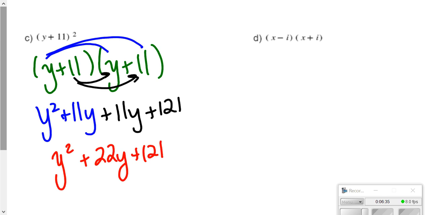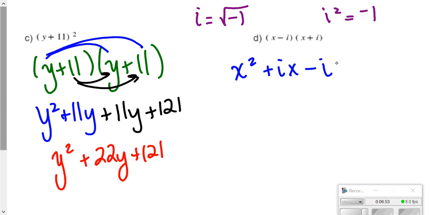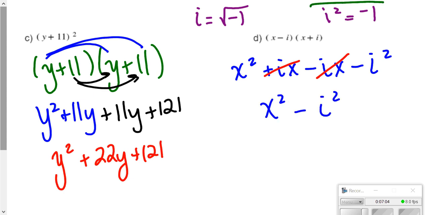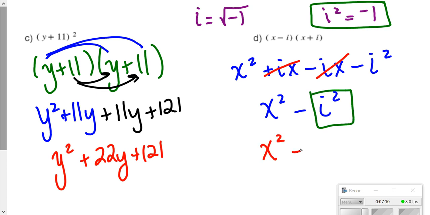This next one is going to work with i's, so we need to remember for this that i is the square root of negative 1, which means i squared is negative 1. And then just multiply this out. Again, distribute. x squared plus i times x minus i times x minus i squared. These add up to 0. And so I'd have x squared minus i squared, but i squared is negative 1. So I've got x squared minus negative 1, which is x squared plus 1.